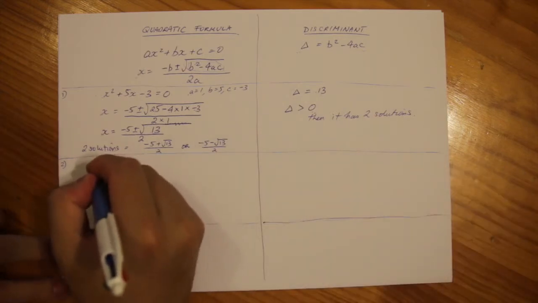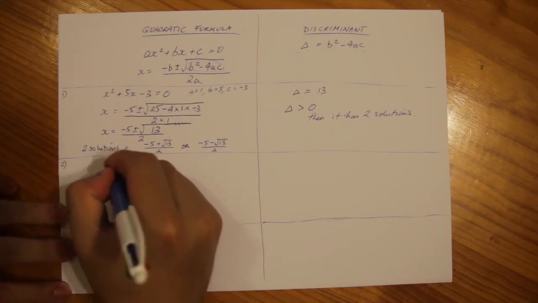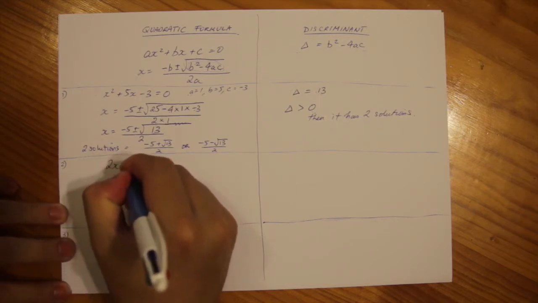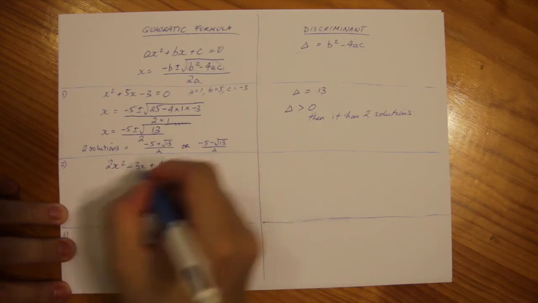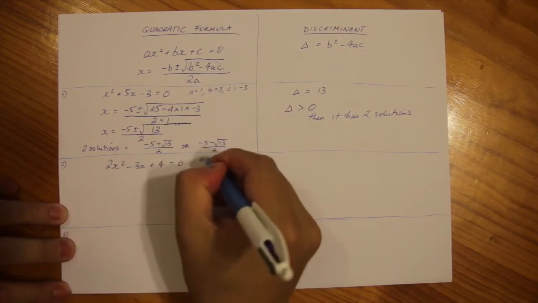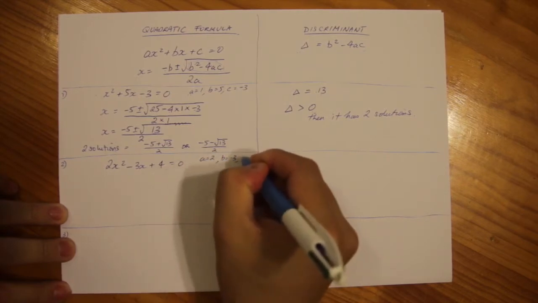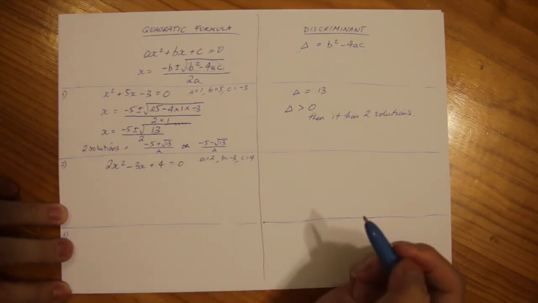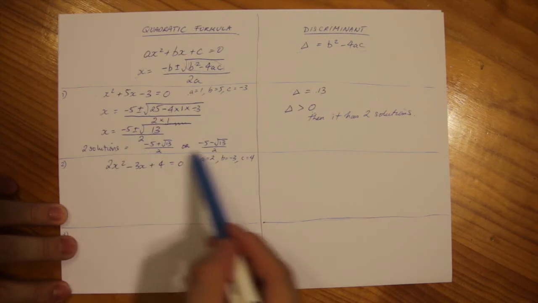Example number 2. We have 2x squared minus 3x plus 4, and by looking at this equation, a equals 2, b equals -3, and then c equals 4. Now, looking through this, maybe I don't want to go through all of this.